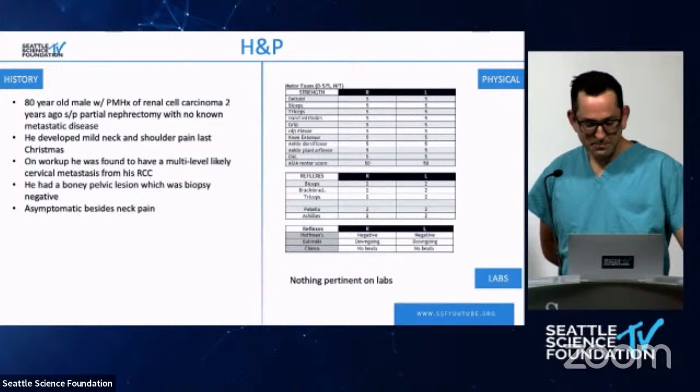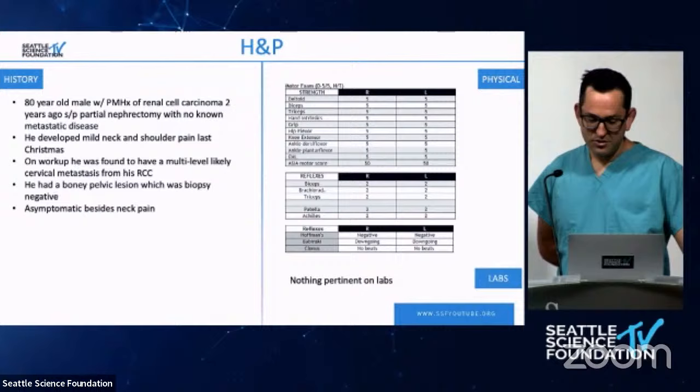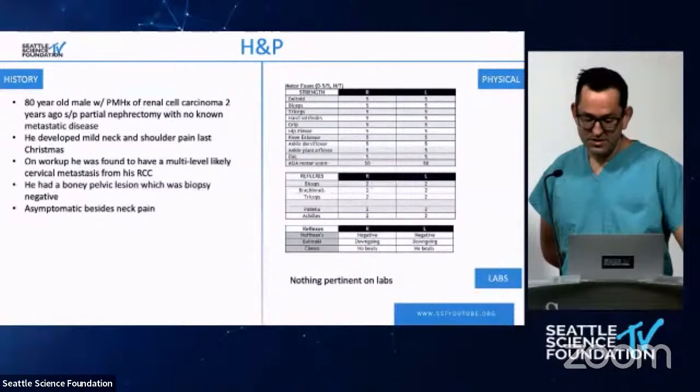He developed mild neck pain and shoulder pain around Christmas time this last year. Originally shrugged off, did some physical therapy, some outpatient, more conservative treatment, and then ended up having imaging. On his imaging, he was found to have a multi-level, likely cervical metastasis from his renal cell carcinoma, which is why he was referred to us.